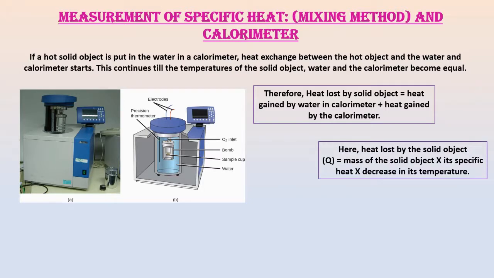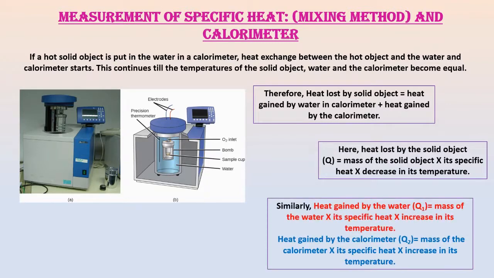Over here, heat is lost by one object and heat is gained by two objects, that is the water and the calorimeter itself. So the heat lost by the solid object, which is denoted by Q, is equal to the mass of the solid object times its specific heat times the decrease in temperature. With the help of this formula, we can calculate the heat lost by the solid object. We should know the mass of the object, its specific heat, and how much heat energy it has given to the surroundings. That means its decrease in temperature.